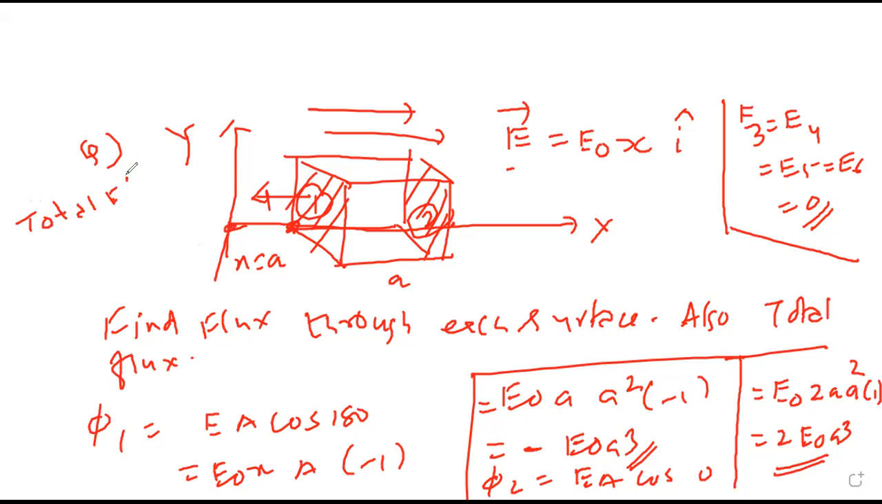Yes. What will be total flux? It will be minus E naught A cube plus 2 times E naught A cube. That is E naught A cube. This is the final answer.